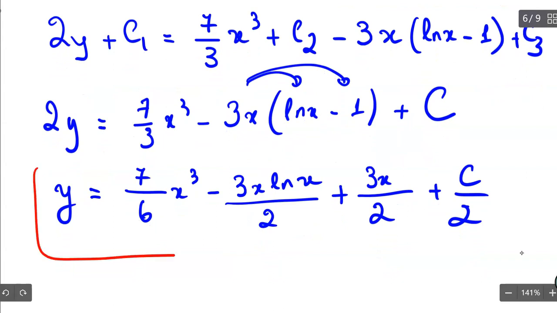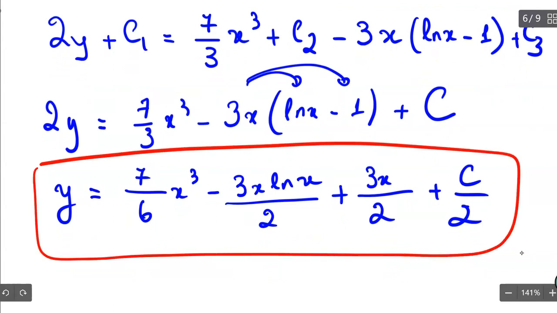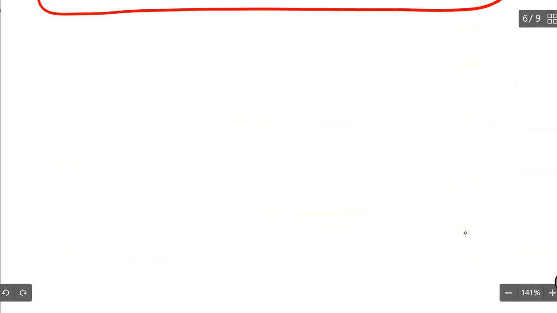Alright, so that should be my final answer. 7 over 6 x to the 3 minus 3x times ln of x divided by 2, plus 3x divided by 2, plus c divided by 2. So I just want to write this again to make sure. Okay, so let's continue to the next question.